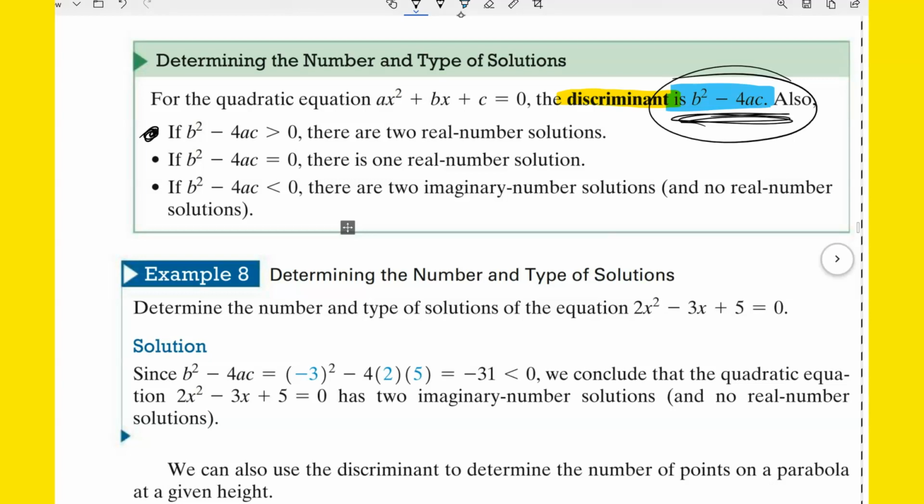If b squared minus 4ac is greater than 0, in other words, if it gives you a positive number, then there are two real number solutions. If b squared minus 4ac is equal to 0, if you get 0 under the radical, then there is one real solution. And if b squared minus 4ac is less than 0, in other words, if it's negative, then you don't get two real solutions, and you don't get one real solution. You get no real solutions. In other words, you get two imaginary solutions.